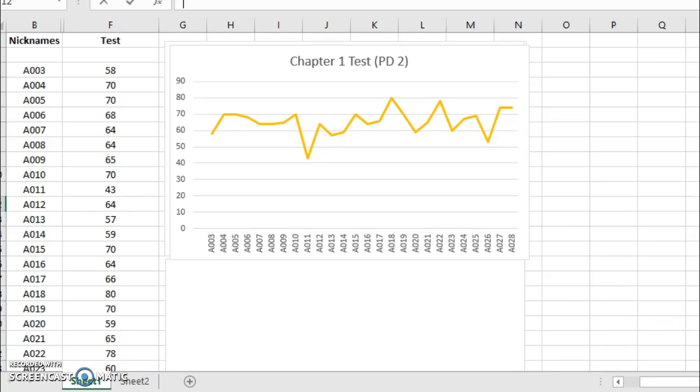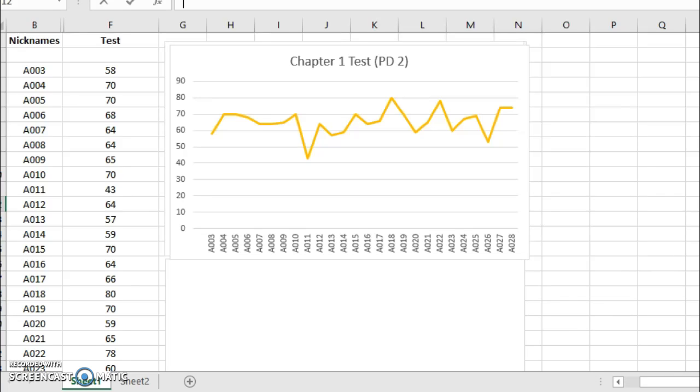I've changed all the students' names, and I've made a graph to show you where they fell. So this is period 2. And I calculated their mean, median, mode, and range. The range ranged between 43 out of 80 points and an 80 out of 80.